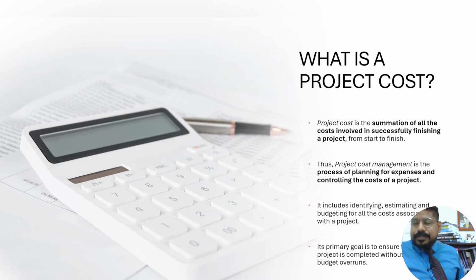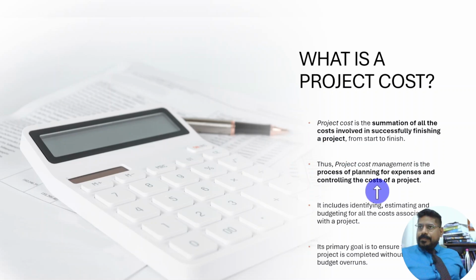All right, so what is a project cost? As the theoretical aspect says, project cost is the summation of all the costs involved in successfully finishing a project from start to finish. Thus, project cost management is the process of planning for expenses and controlling the cost of a project. It includes identifying, estimating, and budgeting for all the costs associated with the project.